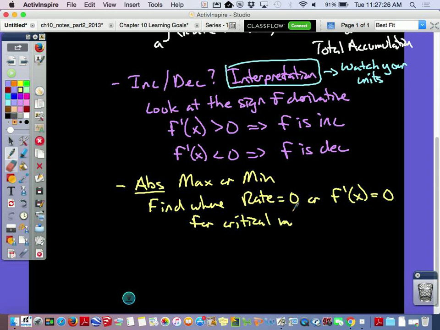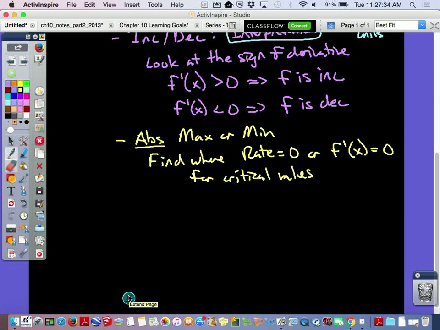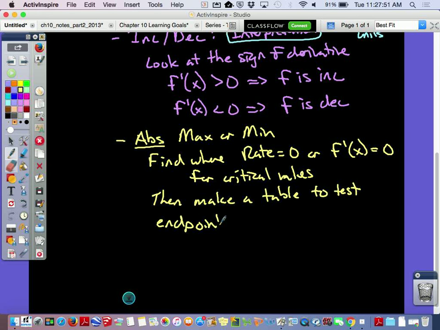Now, critical values are places where a minimum and maximum can occur. But we also need to test the endpoints when it comes to an absolute maximum or minimum. So after you find the critical values, then make a table to test endpoints and critical points for minimum and maximum values.